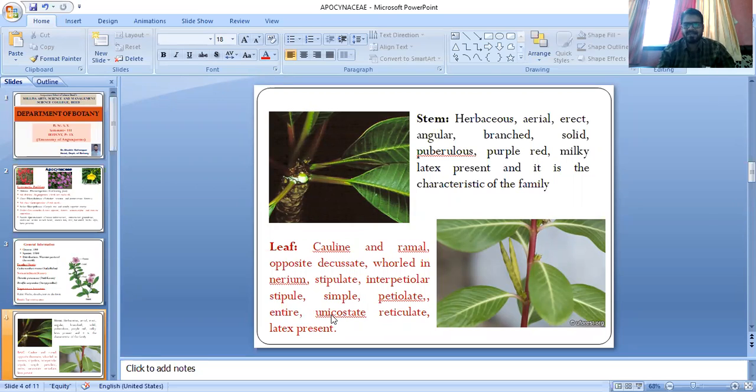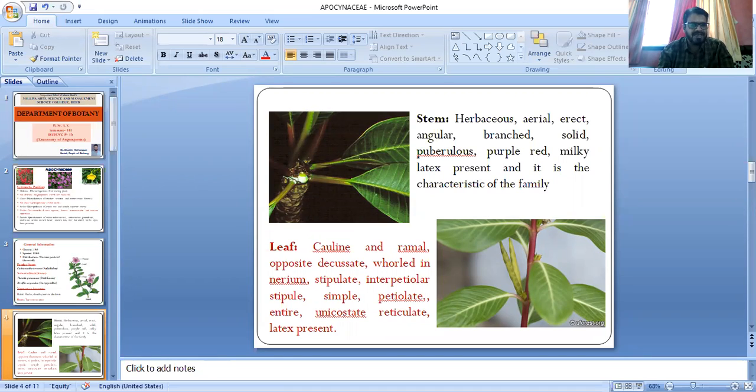Then lastly, the leaves are unicostate reticulate venation. In this case, the venation is unicostate reticulate, means having a principal vein. This is nothing but midrib, and these are lateral veins which form a network, and it is nothing but unicostate reticulate venation. Means one midrib, one principal vein is there, and these are the veinlets which form a network. That's why the venation is reticulate. Reticulate क्यों है? Veinlets form network, and unicostate क्यों है? Because of presence of a midrib.